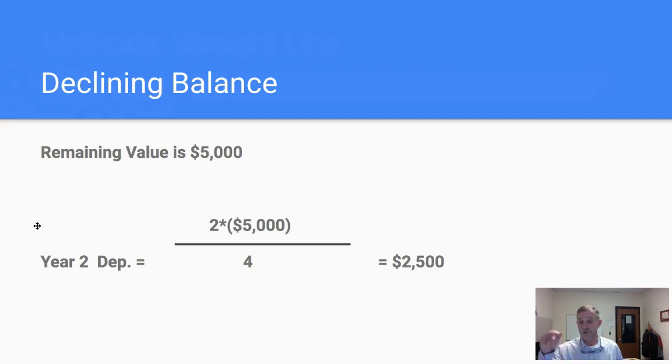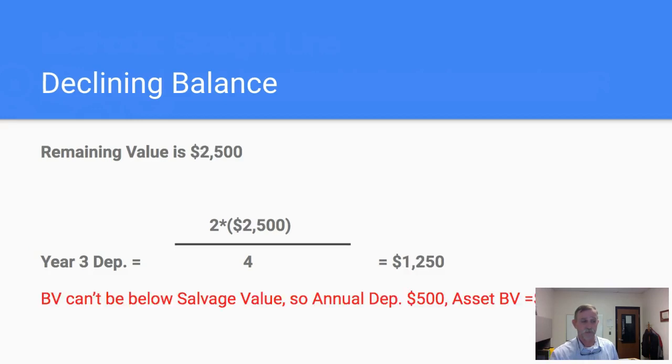Now, if you're accumulating this in your head, we've had $5,000 worth of depreciation in year 1. We've had $2,500 of depreciation in year 2 for a total accumulated depreciation of 7,500. Okay, so we have a book value at the end of year 2 of 2,500. All right, now we're only in year 3.